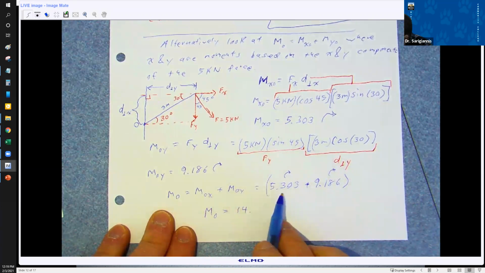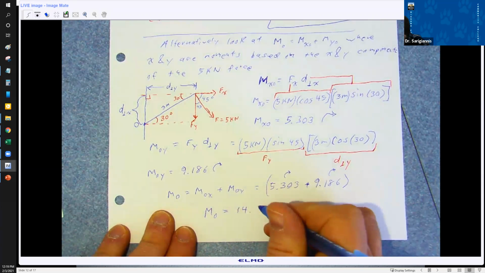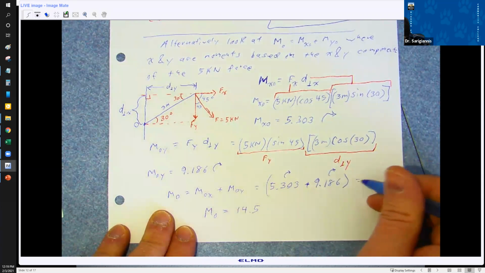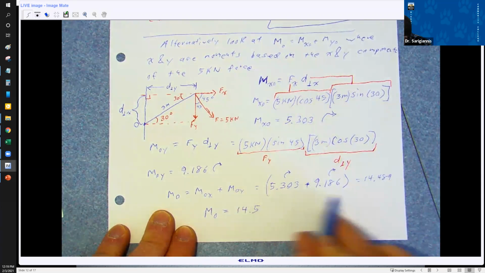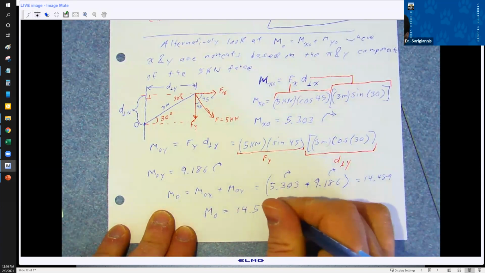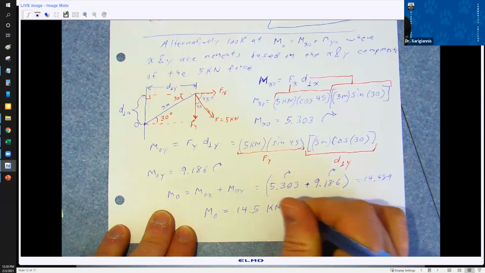So your moment about O is just 14.489. This is going to round up, right? So this will also be 14.5. So 14 point, what did I say? 48998, yeah. So 14.5 kilonewton meters.